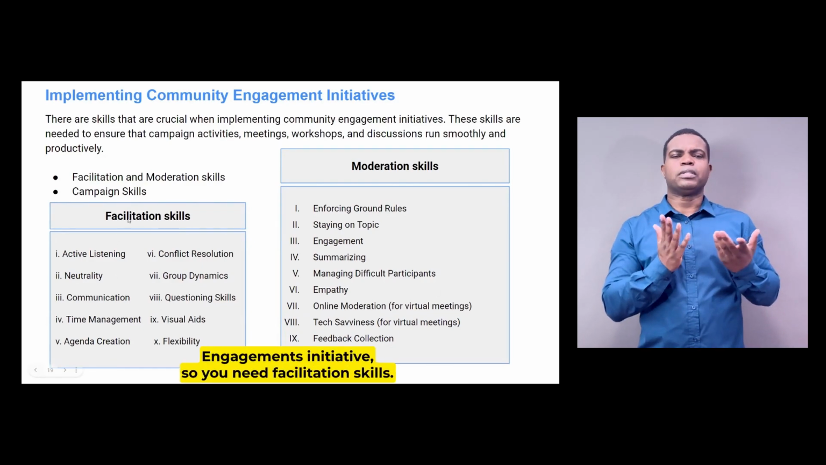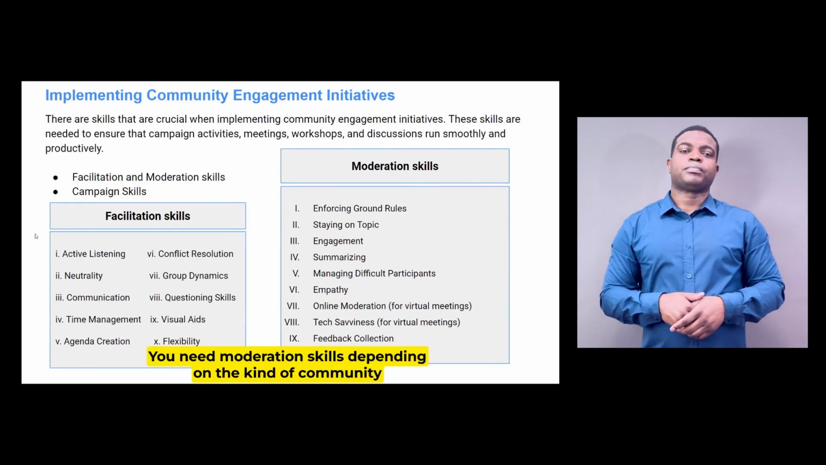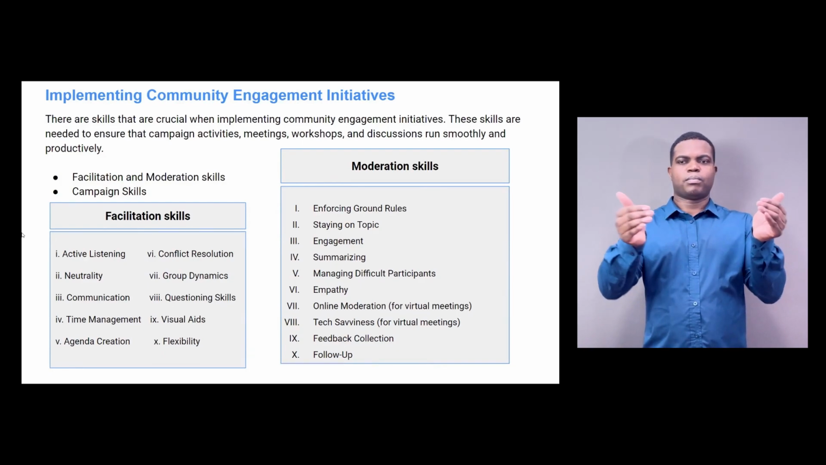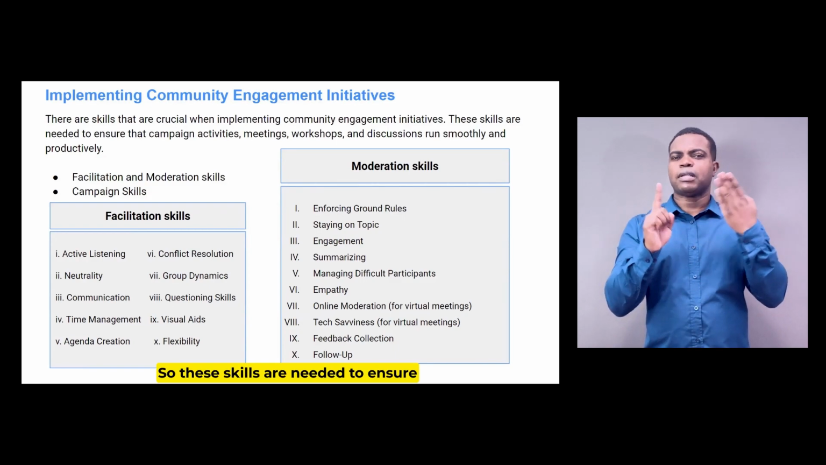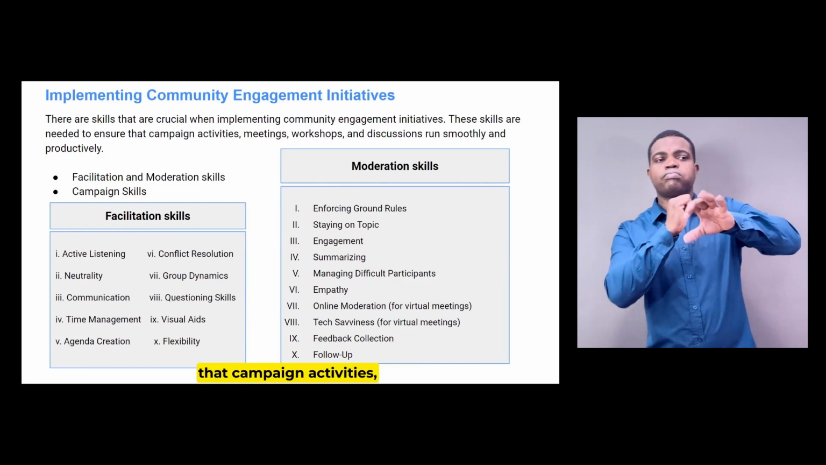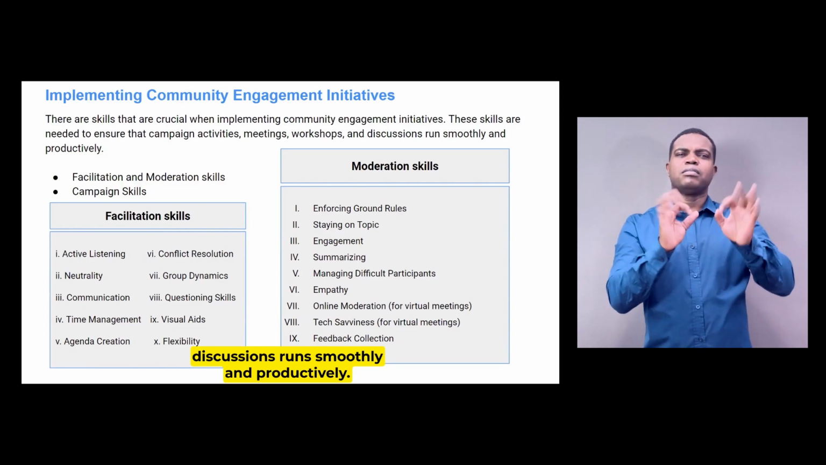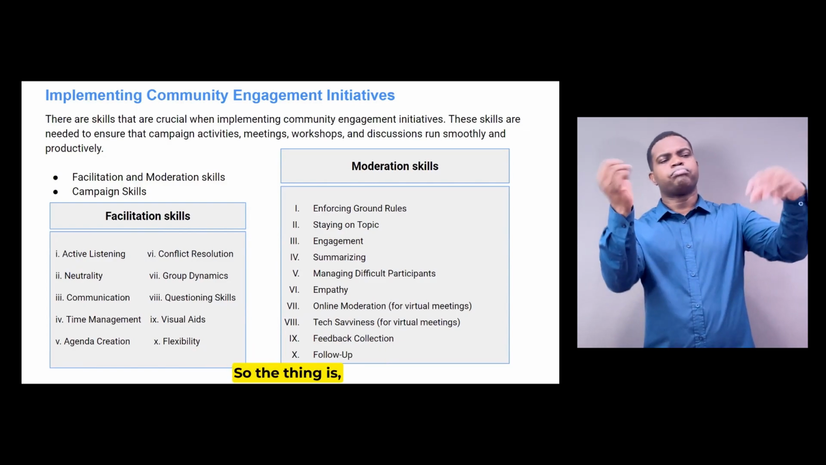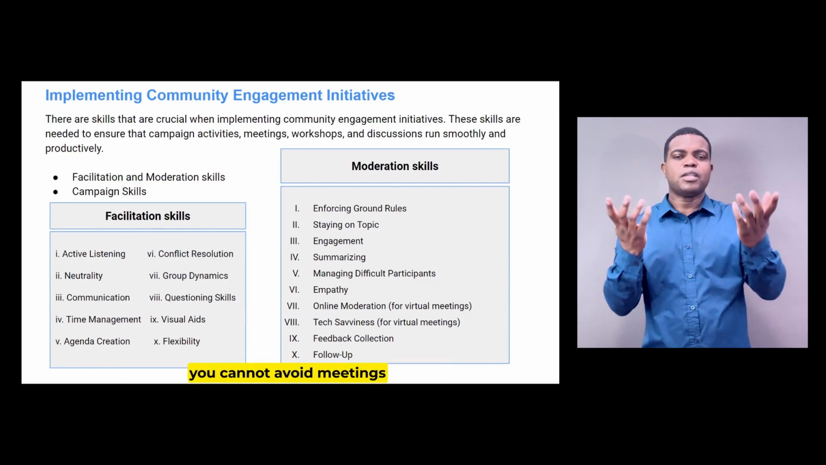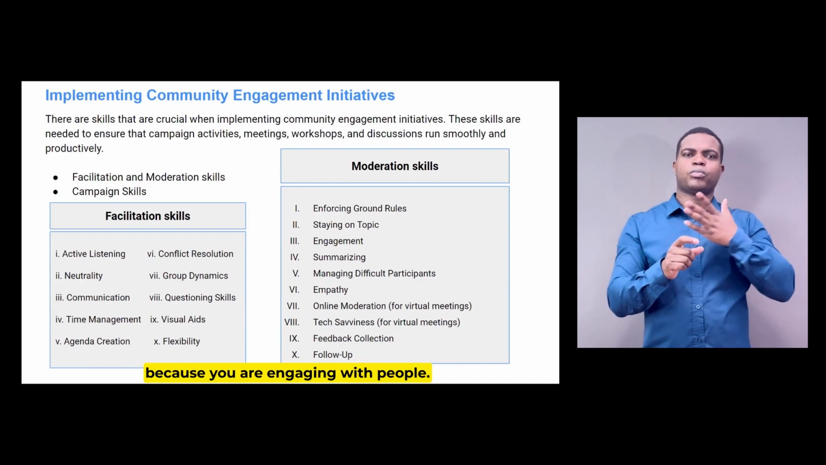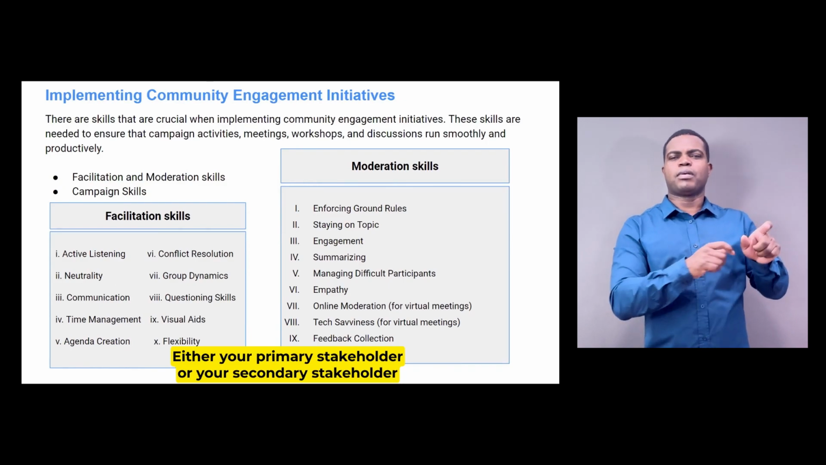So you need facilitation skills, you need moderation skills depending on the kind of community engagement initiative you are embarking on. So these skills are needed to ensure that campaign activities, meetings, workshops, and discussions run smoothly and productively. So the thing is, in many community engagement initiatives, you cannot avoid meetings because you are engaging with people, either your primary stakeholder or your secondary stakeholder or your key stakeholder.